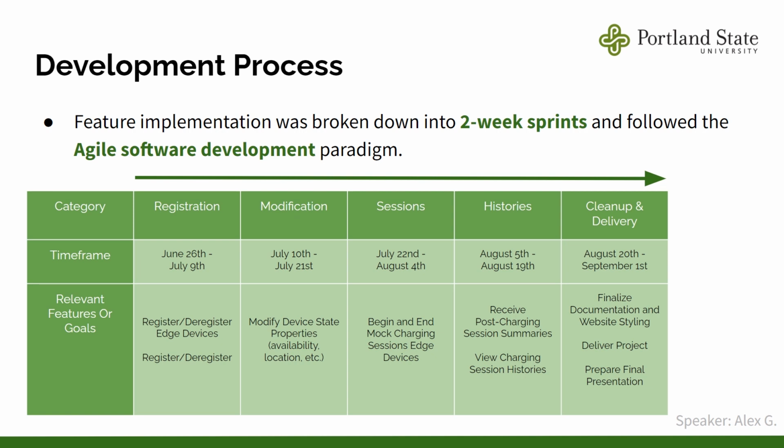Now, a bit about our team's development process. We followed the agile software development paradigm, breaking down the requirements of the project into 2-week sprints and iterating on those features using the feedback we received from our sponsor. We developed our sprints in a way that they logically follow one another. This could be seen if we actually step backwards through our sprint cycles here.